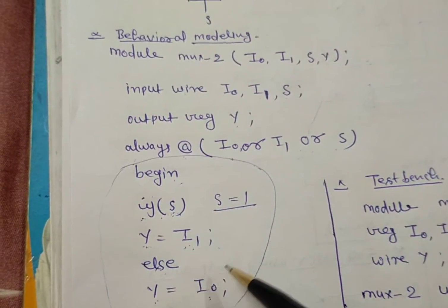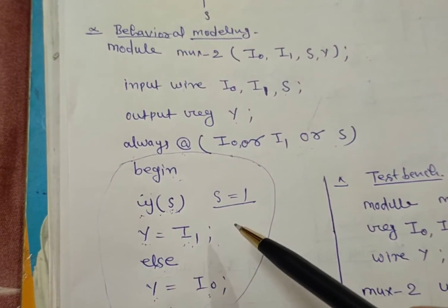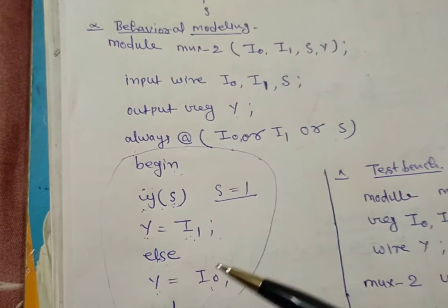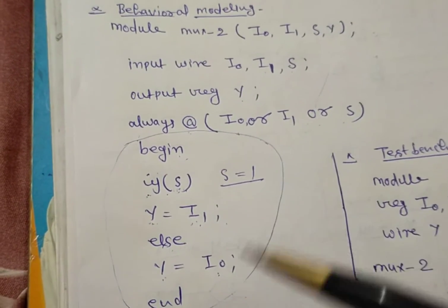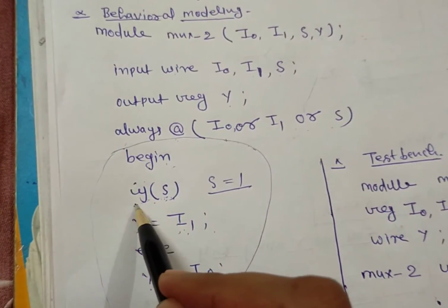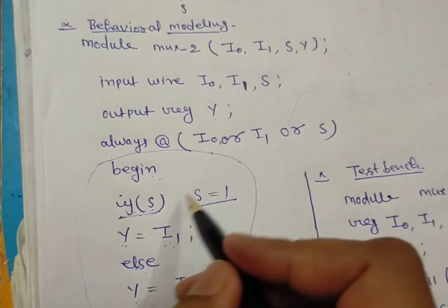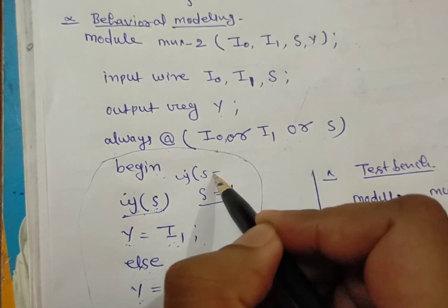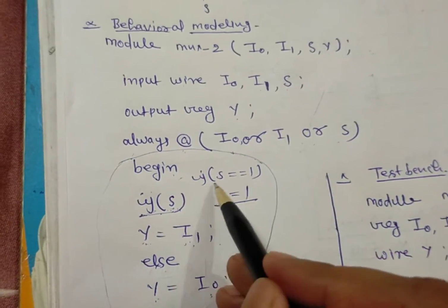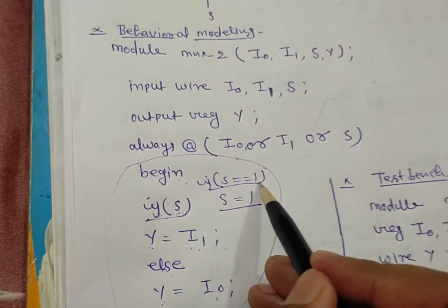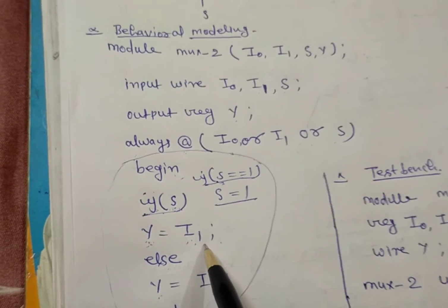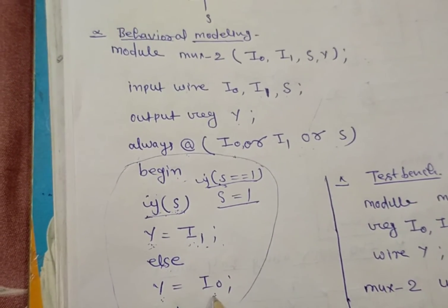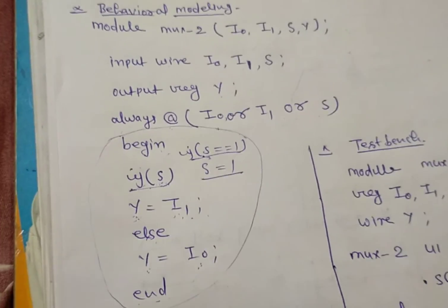Okay, so in the 2 to 1 mux, there is one select line, and depending on the select line, your output changes. Your output must be I0 or I1 depending on the select line. So in this if condition, you can write it this way, if S equal to 1. This also represents the value of S equal to 1. If this condition is satisfied, your output will be Y equal to I1. If it is not satisfied, your output is Y equal to I0. Then endmodule. Now comes the test bench.